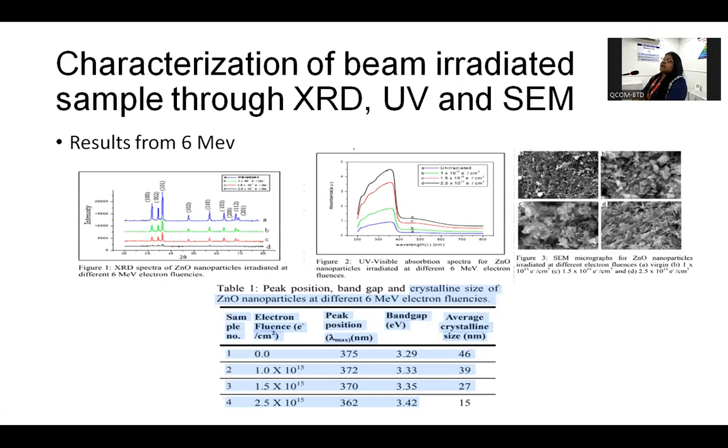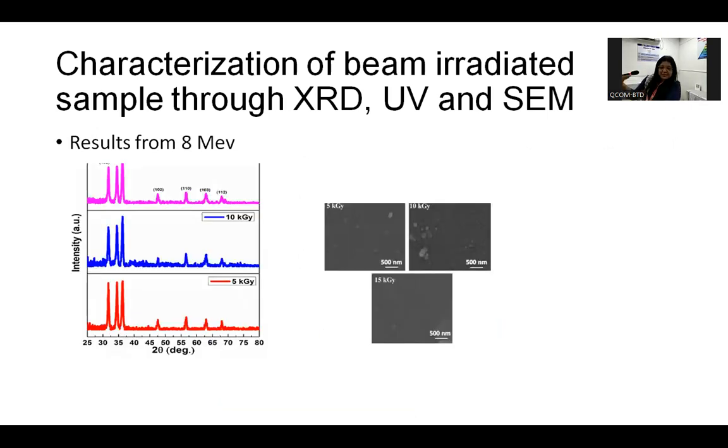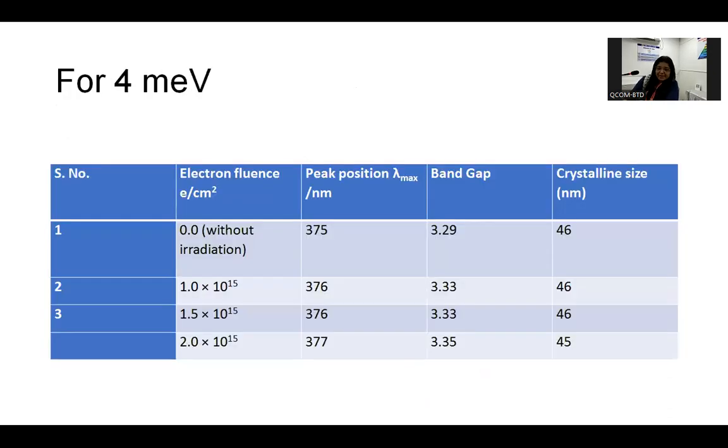I have collected some data from previously available papers and compiled it, and we found that when the sample is exposed to a 6 MeV electron beam, and 6 MeV means I'm talking about the energy, then with the XRD and UV data I showed here, when you observe this data you will be able to see the peaks, and with that we need to calculate the size and the band gap energy of the crystal. Please go on to the next slide. This data is for 8 MeV. Go on to the next slide and then again I'll come back to this.